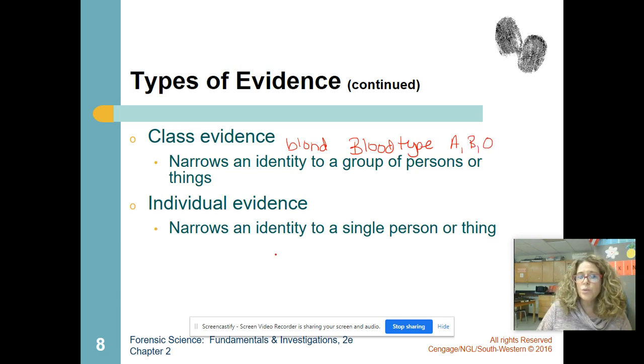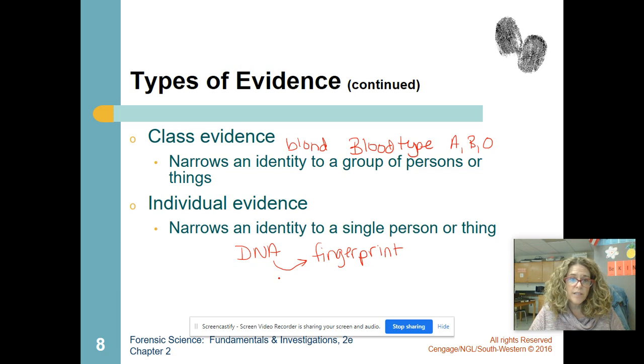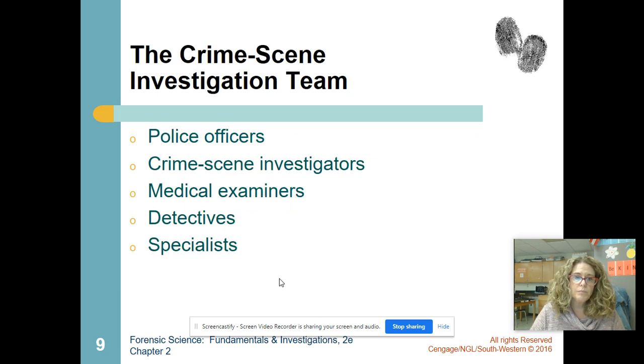Now, individual evidence narrows it down to just one person. So DNA is great individual evidence, as is a fingerprint. Those are really good. Those are our best individual evidence. Identical twins do have the same DNA, but they do not have the same fingerprints. So fingerprints and DNA are great individual sources of evidence. It narrows it down to just one person.